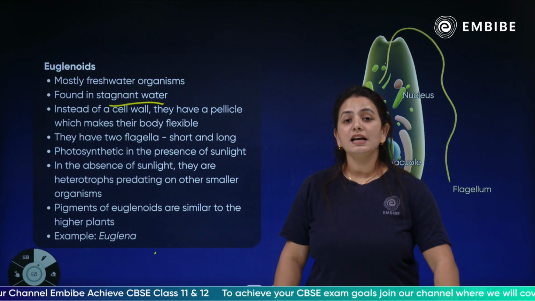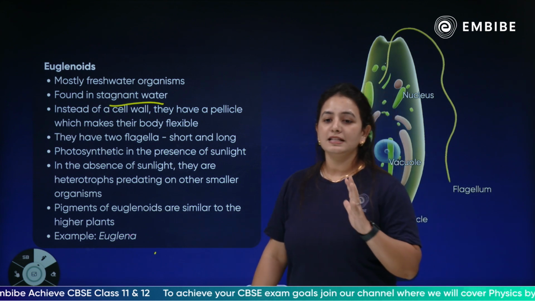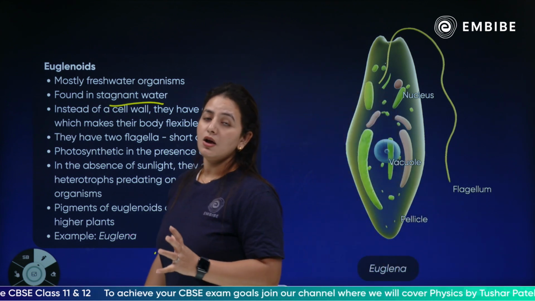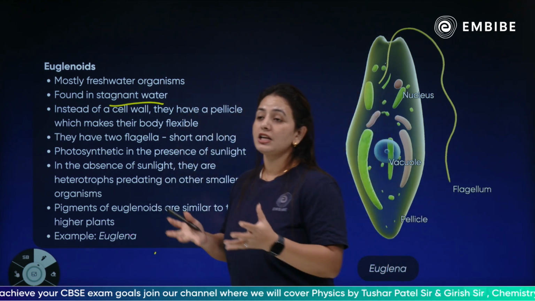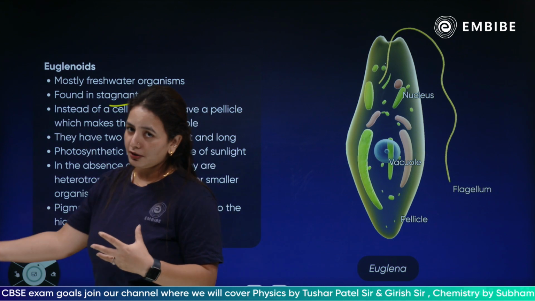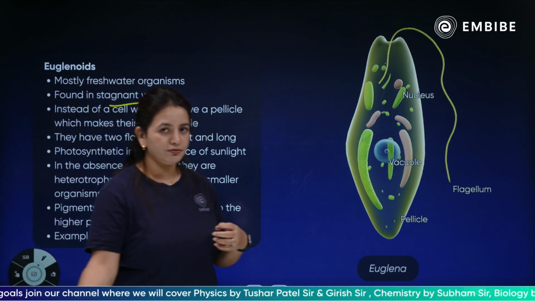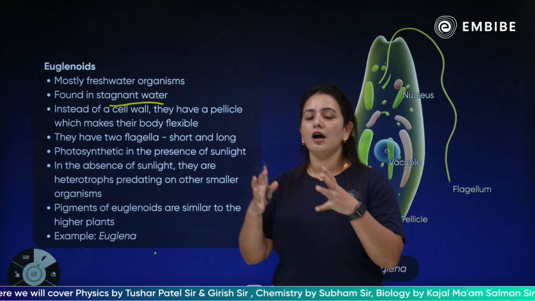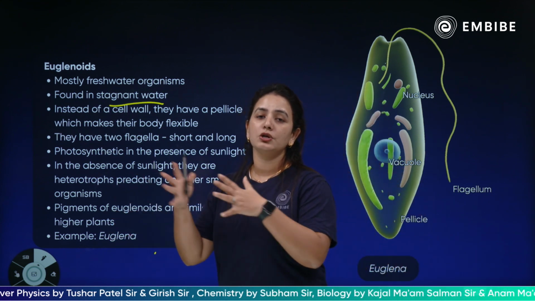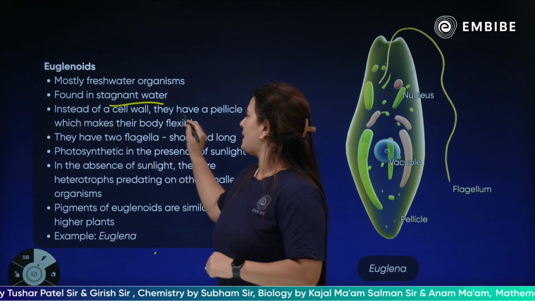Instead of a cell wall, they have a pellicle which makes their body flexible, which is of course a unique feature not found in dinoflagellates and chrysophytes. The euglenoids have a flexible body structure due to the presence of the pellicle.